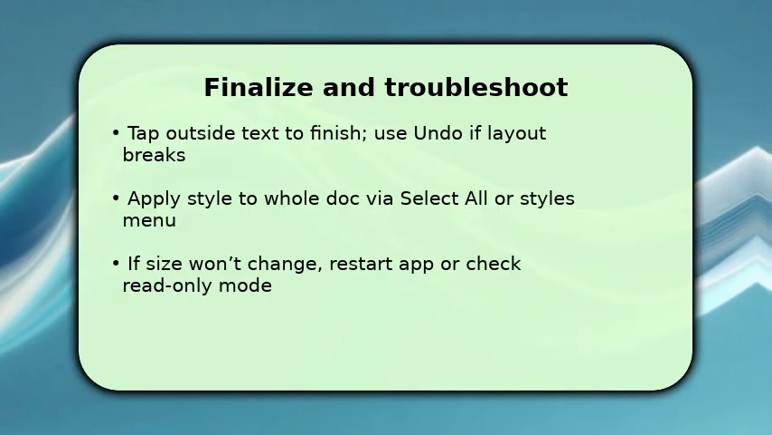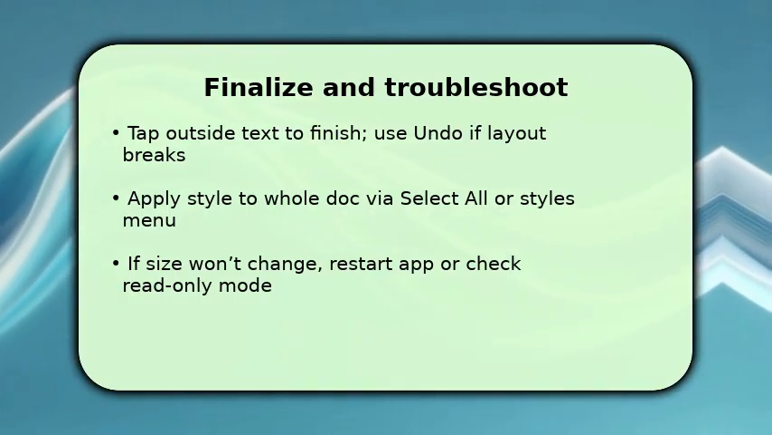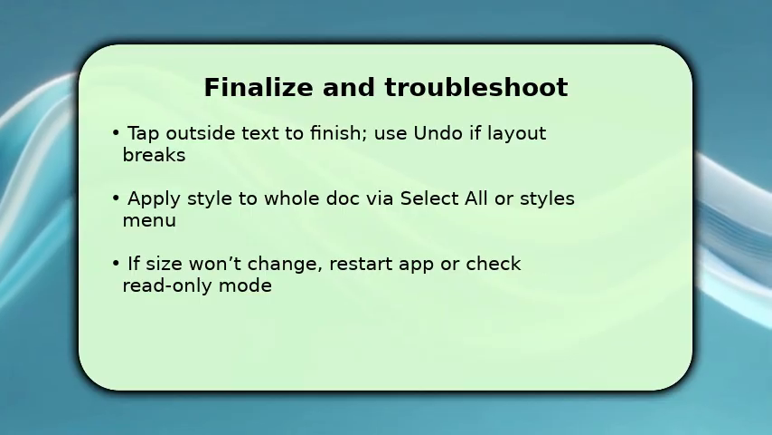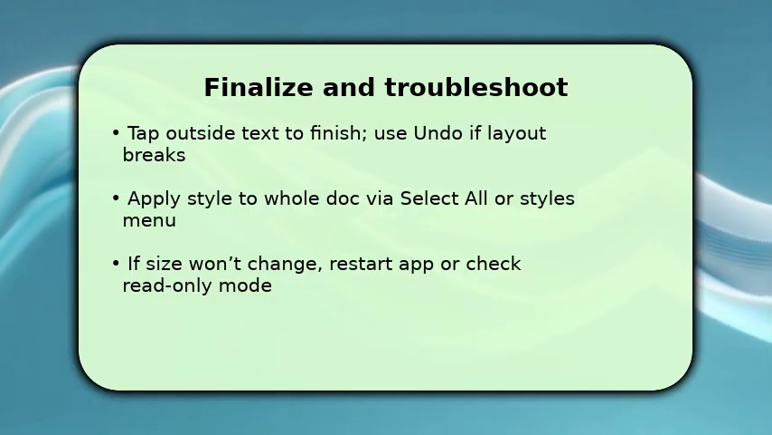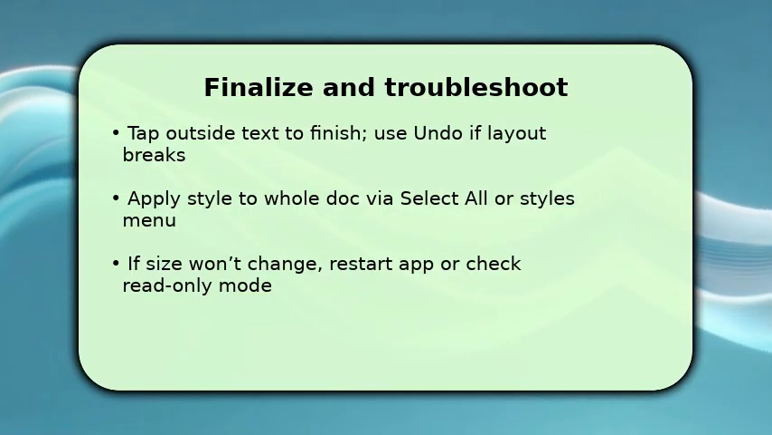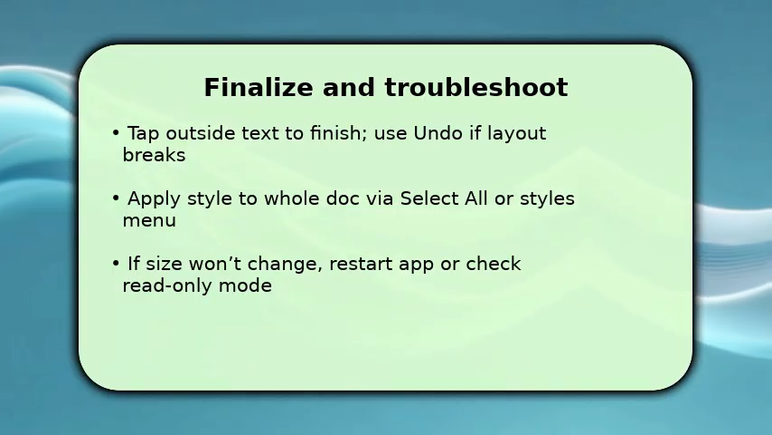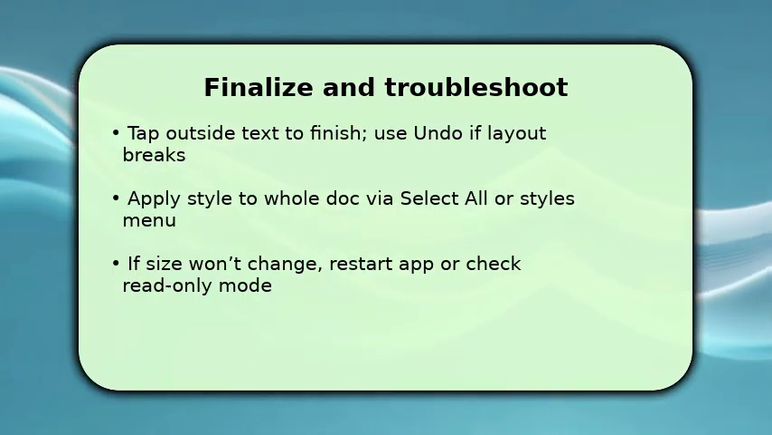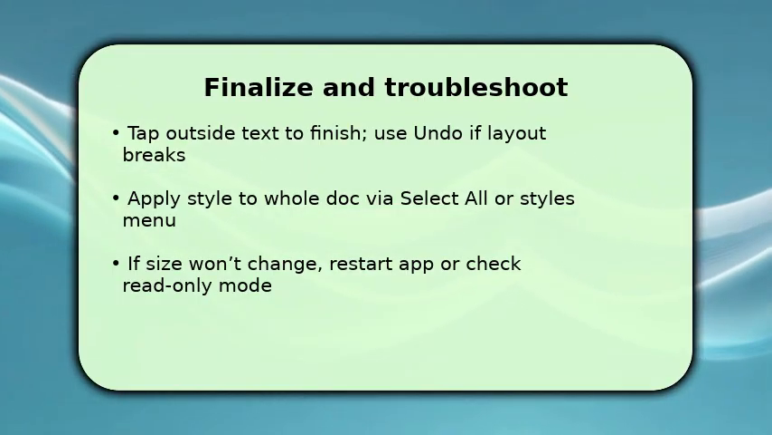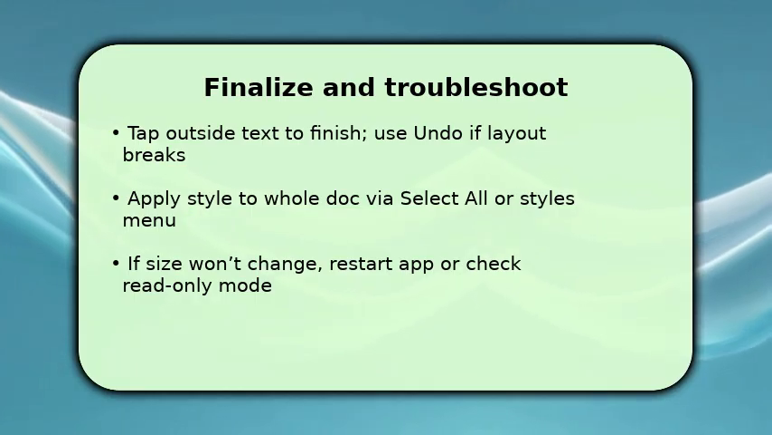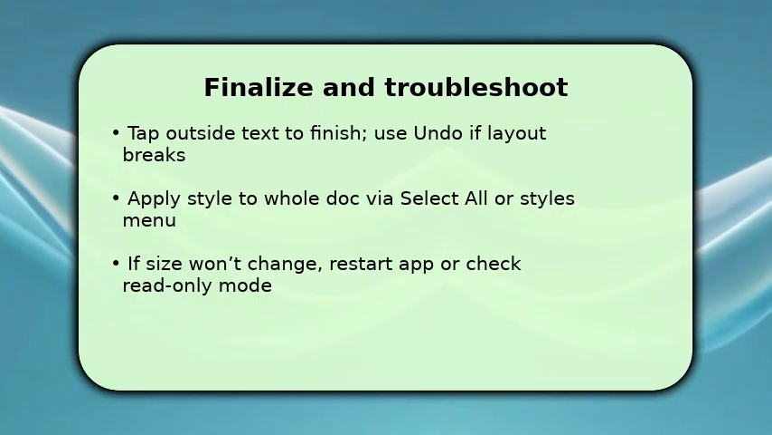To change everything, you select all or modify the document's normal style so new text matches. If the size control is unresponsive, make sure the file isn't view-only, restart the app, or check for app updates. One key troubleshooting tip: save a copy and experiment there so you can revert quickly if formatting behaves unexpectedly.